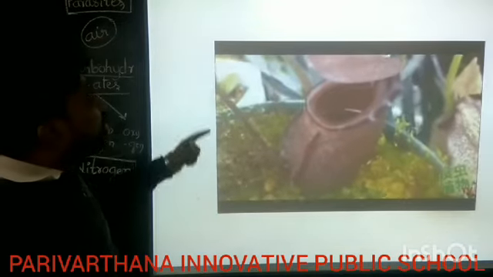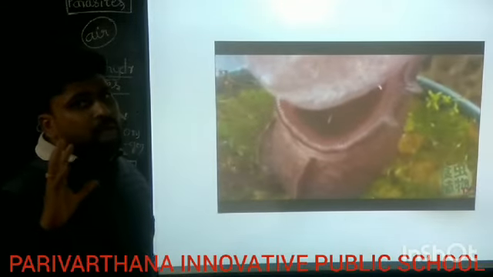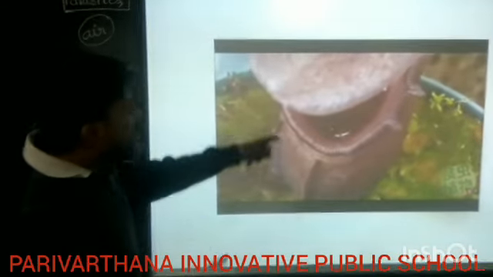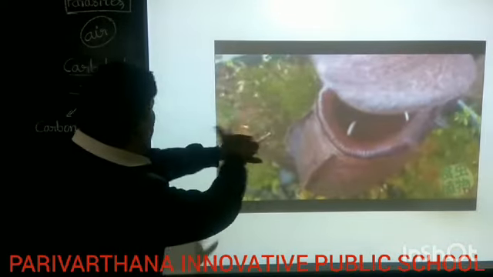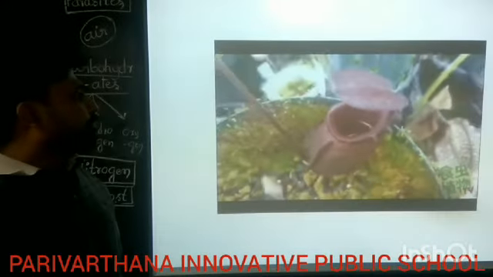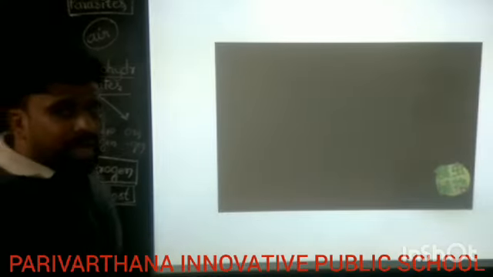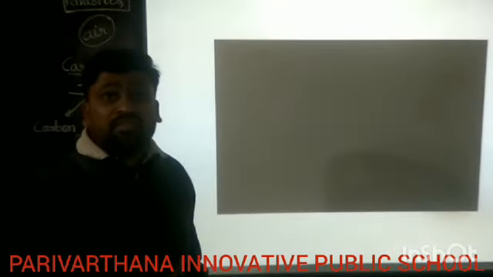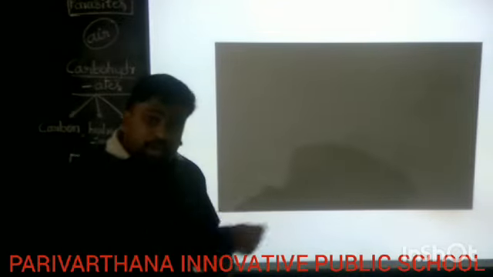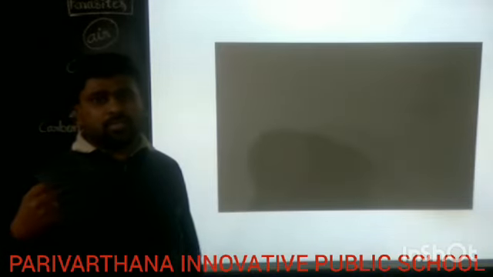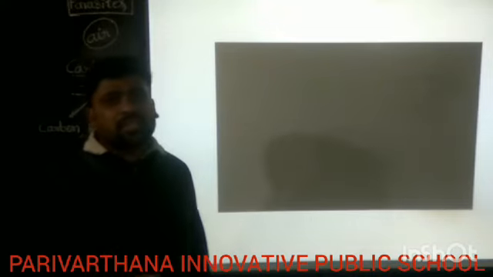That's why we call this kind of plant insectivorous plants. Any plant that kills insects, such type of plants we call insectivorous plants. Now it is completely trapped, then it is closed. Like this, the pitcher plant kills the insect and absorbs the remaining nutrition from the insects. Understood? These are the two important concepts we have discussed in this class.